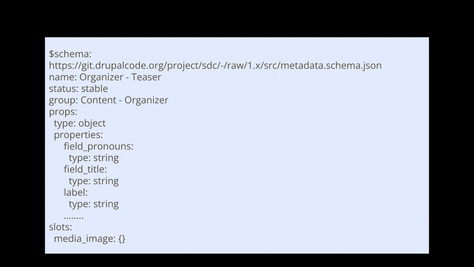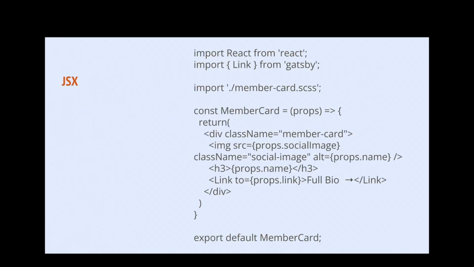You give it the name of it, organizer, which I can show you why I did that later. What the group is, you can group it into whether it's your theme or, if you're using something called the style guide, you can group it like it's in a style guide. And then it has the different properties of the different fields that you're going to pass into it. So you have your field pronouns, your field title, your label, all those different things. And then slots, if you're using blocks in Twig, are known as slots in the component itself.